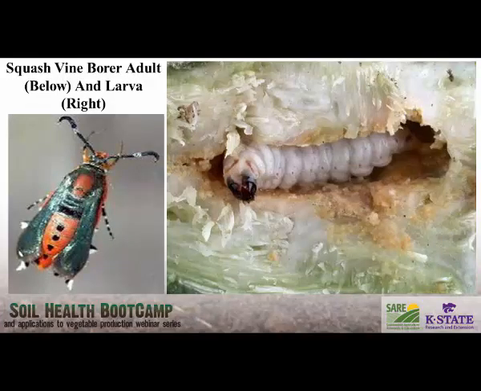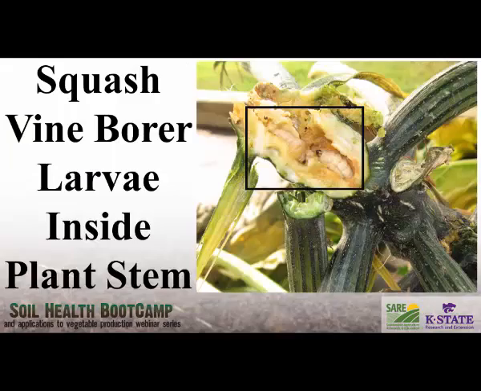This image shows both the adult and larva of the squash vine borer. This insect pest may be problematic in squash or pumpkin fields. The larvae tunnel into vines, destroying the water and food-conducting tissues. Consequently, vines wilt and die. Winter squash, especially Hubbard, is very susceptible to squash vine borer damage. This image shows squash vine borer larvae inside the plant stem.